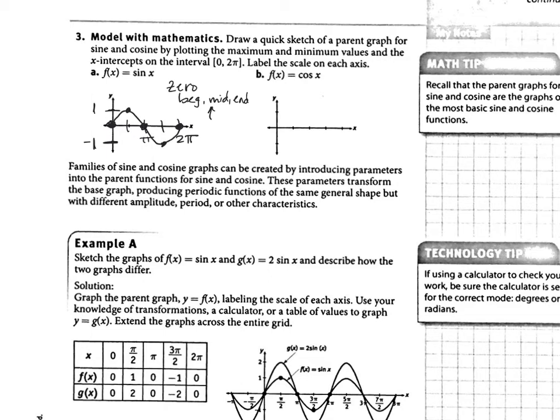If our period is 16 pi, if our period is pi over 4, if our amplitude is 7, the graph is going to look like that every single time. So that's the sine graph.